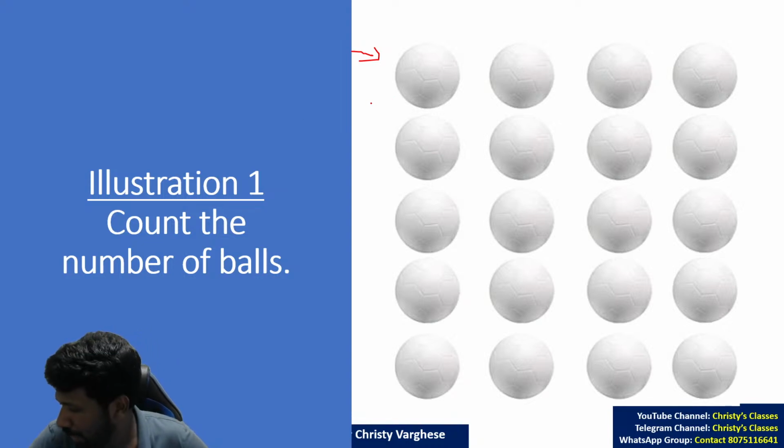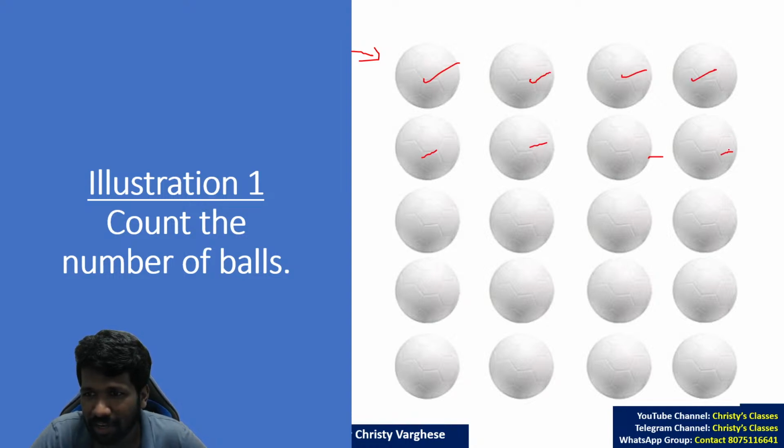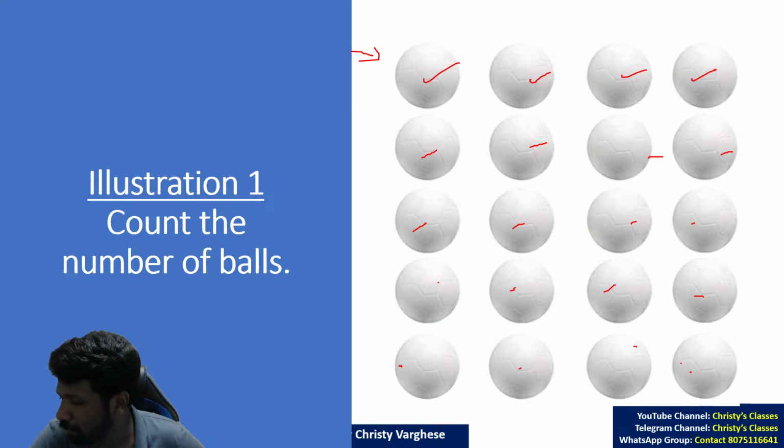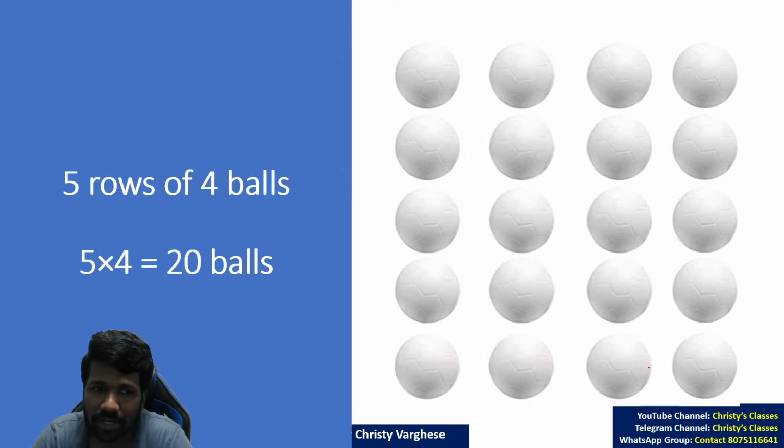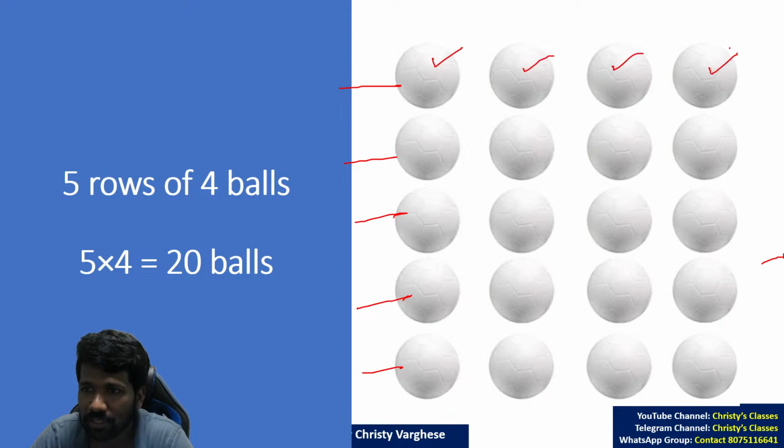20 now. And to find that 20, I am sure that you didn't count 1, 2, 3, 4, 5, 6, 7, 8, 9, 10, 11, 12, 13, 14, 15, 16, 17, 18, 19, 20. This is not how you counted, I am sure about it. Then how may you have counted? There are 5 rows, and each row has 4 balls in it. So the total number of balls you counted is 5 into 4.